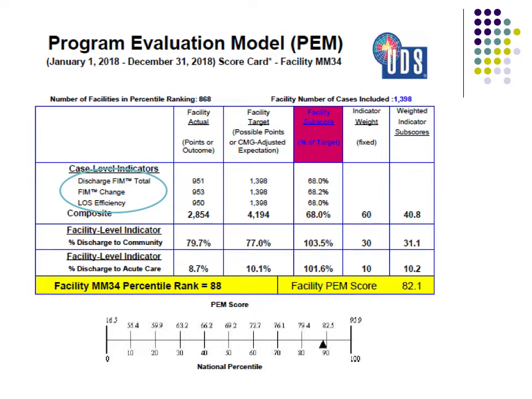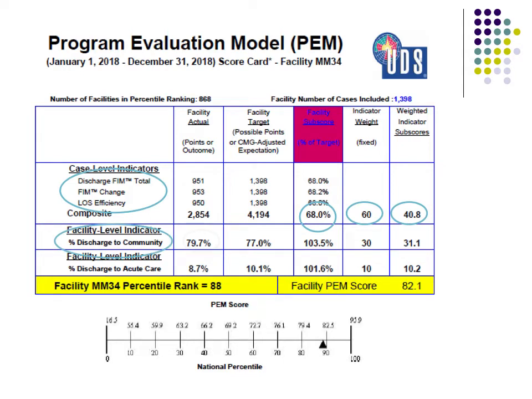Then when you're looking at FIM change, that's where from admission to discharge, how many points did the patient gain during their stay? And Medicare dictates, once again, based on their diagnosis, how many points they anticipate the patient to gain. Then length of stay efficiency is looking at how many points per day should that particular diagnosis be able to gain while they're in rehab. So our composite score of those 3 things was a 68% last year, and the weight that is multiplied by that percentage is 60. So that is a huge chunk of our overall score. So we got 40.8 points in that section.